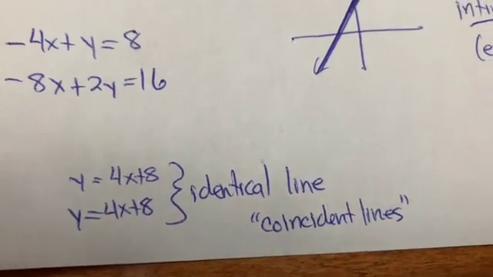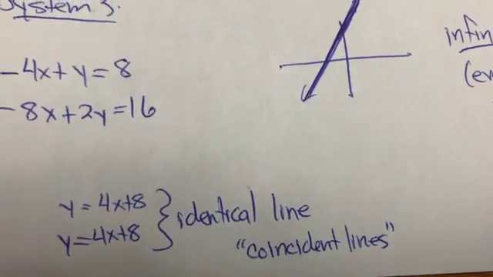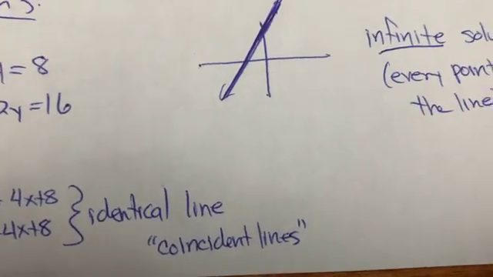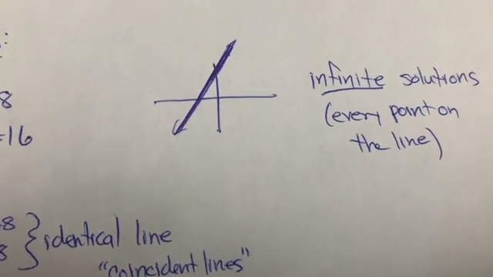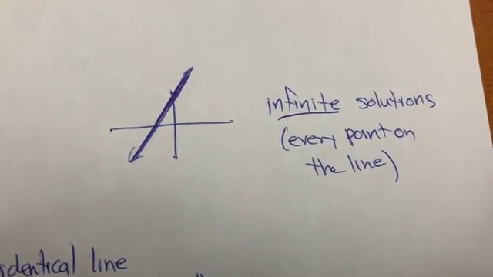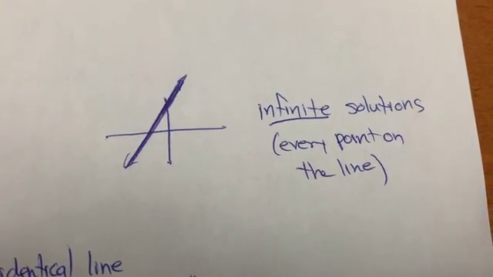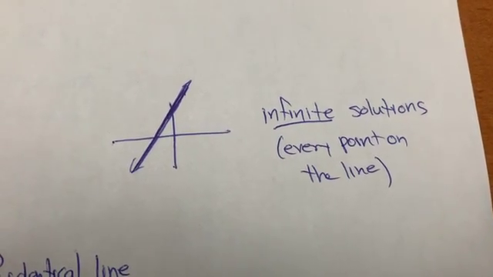Identical line. So not only is their slope the same, but they even have the same y-intercept, which means they're coincident, or in other words, one line is drawn on top of the other, which means every single point on that line, or either one of those lines, is a solution to that system.